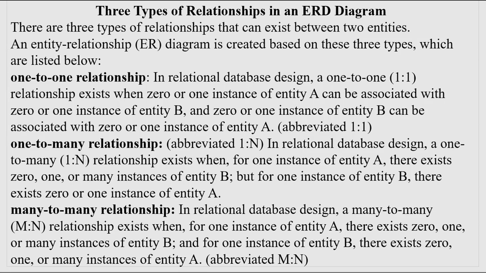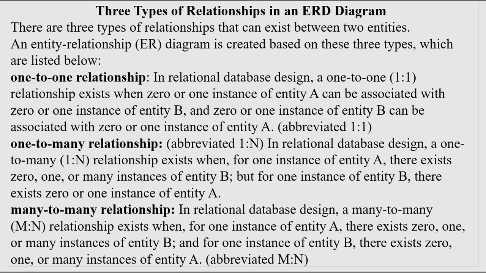Three types of relationship in an ER diagram. There are three types of relationship that can exist between two entities. An entity relationship diagram is created based on these three types, which are listed below. One-to-one relationship.